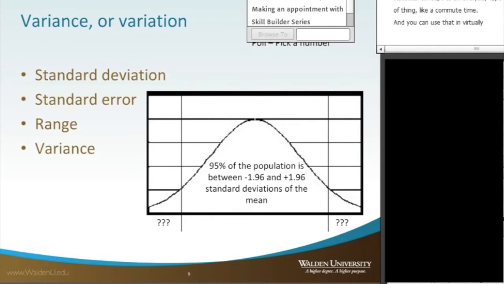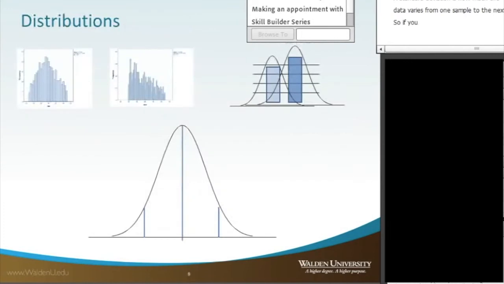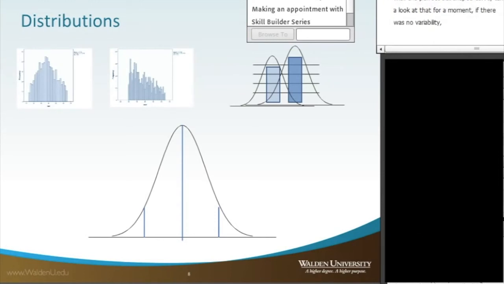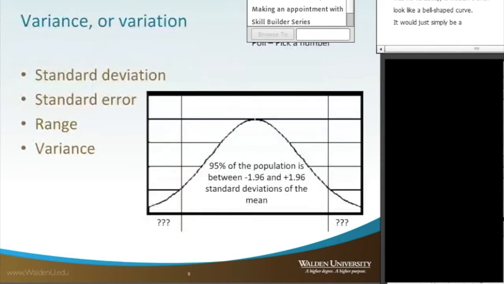But when we talk about variance or variation, we're talking about a couple of different things. We're talking about a standard deviation. A standard deviation is how much the data varies from one sample to the next. So if you go back to my previous slide and look at the graph on the bottom with the perfect bell-shaped curve, take a look at that for a moment. If there was no variability, it wouldn't even look like a bell-shaped curve. It would just simply be a vertical line because every sample would be one on top of the other. But we know that that's not the case.